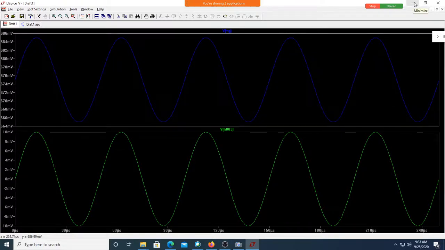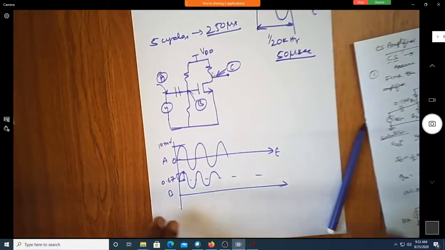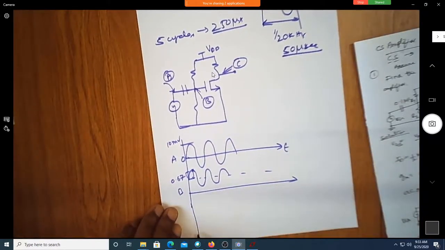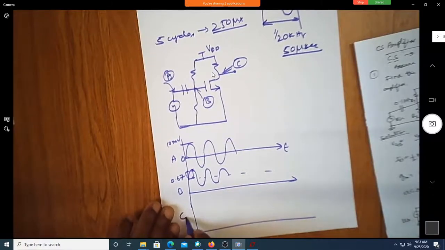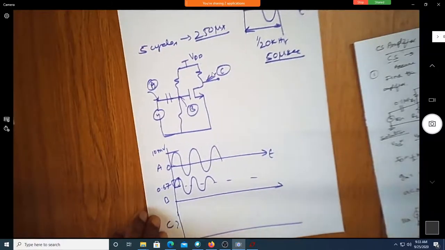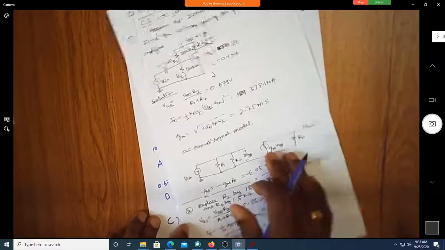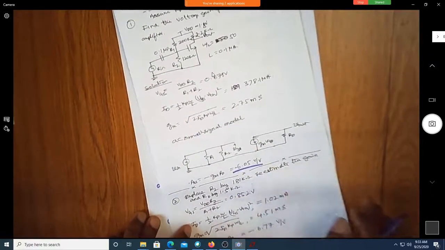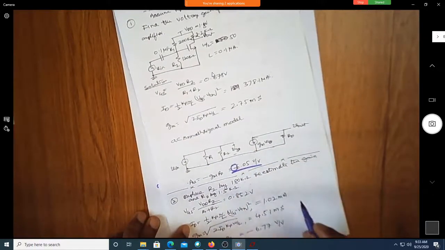At C, what are you supposed to get? The amplified version you are supposed to get. Now, the amplified version, I don't know how it will be, but what is expected as per your design? What is your gain? Gain is minus 6 point. You can see there is a minus here.